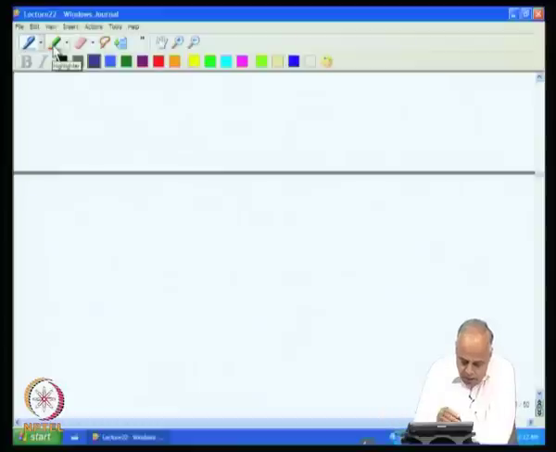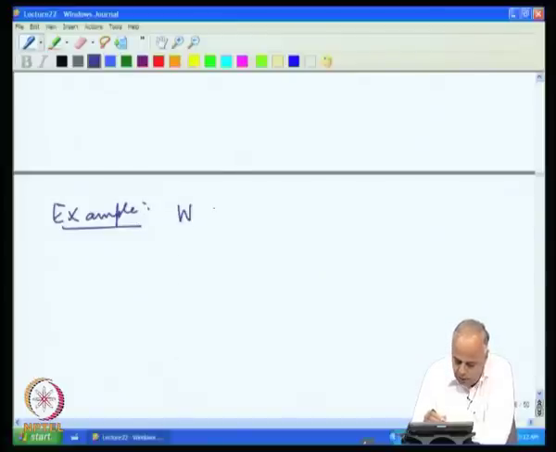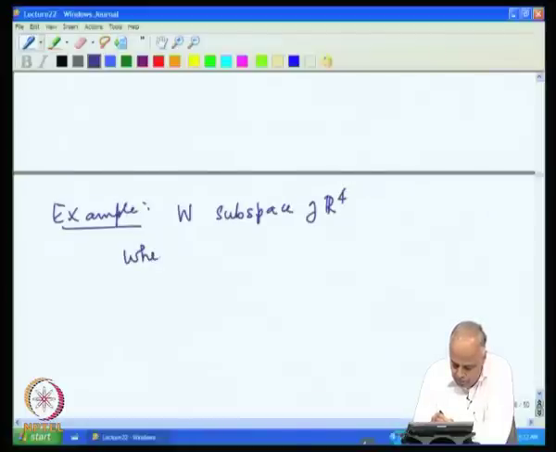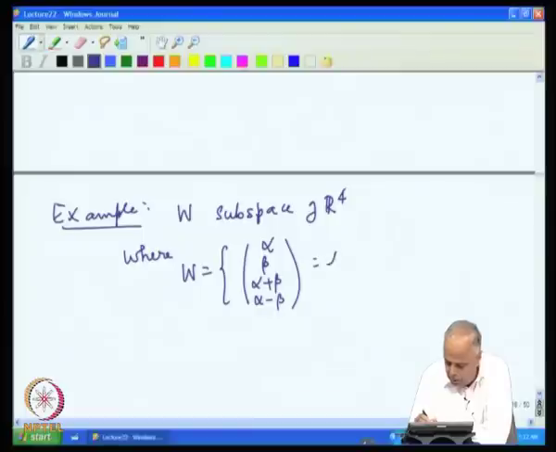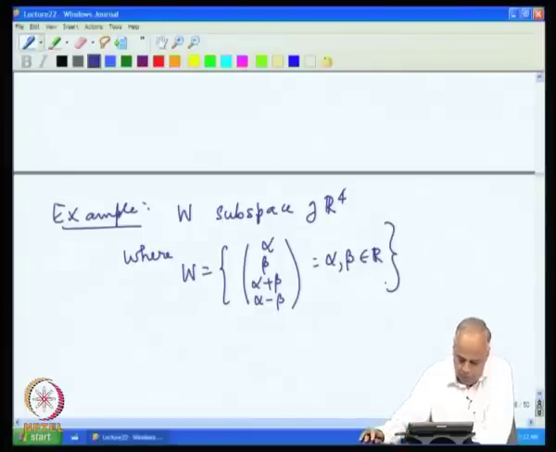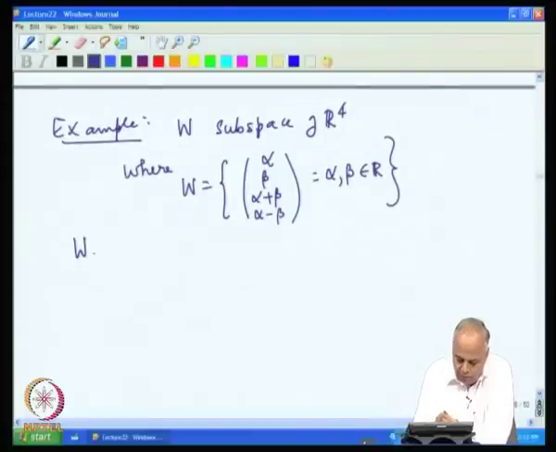Now, let us consider a subspace W of R 4, where W is defined to be the collection of all vectors of the form alpha, beta, alpha plus beta, alpha minus beta, with alpha, beta belonging to R. Now, what is W perp in this case?